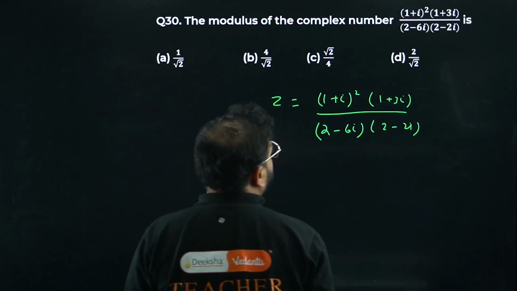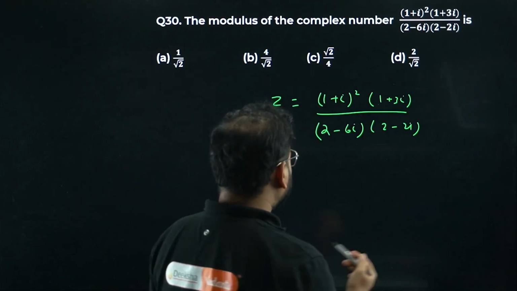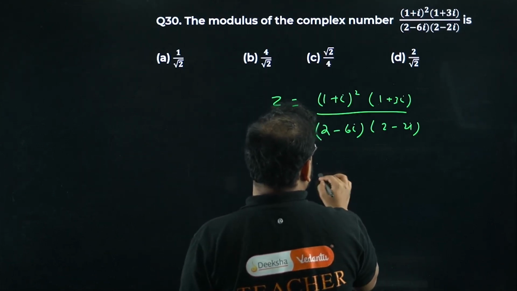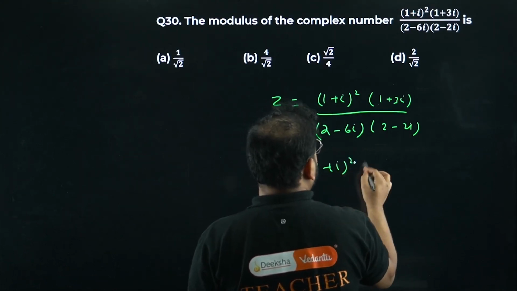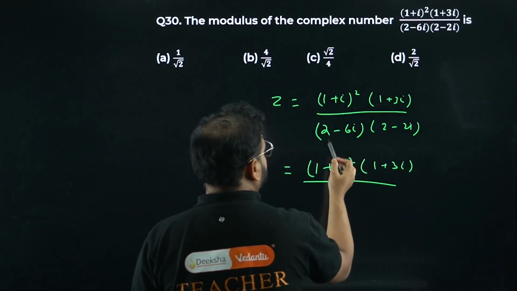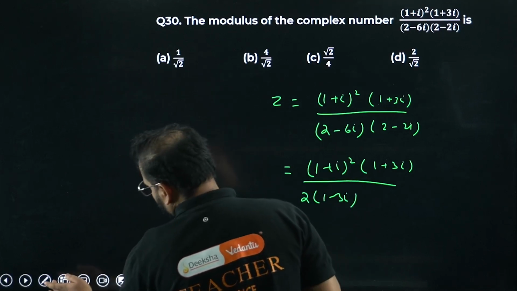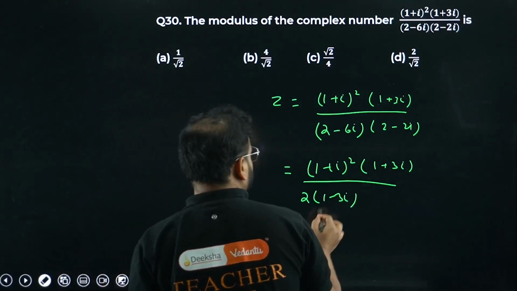Great. Alright, let's solve this, no problem. For that, we're going to simplify this first. So I'll have 1 plus i the whole squared. I have 1 plus 3i. I can take something common here. I can take 2 common here. So it'll become 1 minus 3i. Please check. 1 minus 3i I'm getting over here.